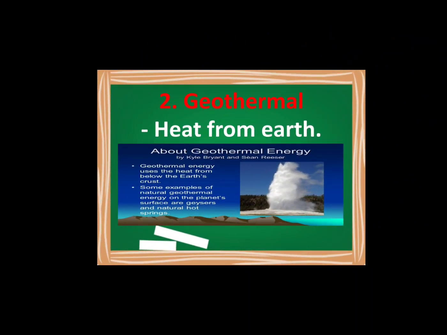The second source of electricity is the geothermal. When we say geothermal, it is from the heat from the earth, as you can see in the picture. So, about geothermal energy by Kyle Bryant and Sean Reser, geothermal energy uses the heat from below the Earth's crust. So below the Earth's crust daw nanggaling yung heat. Some examples of natural geothermal energy on the planet's surface are geysers and natural hot springs.